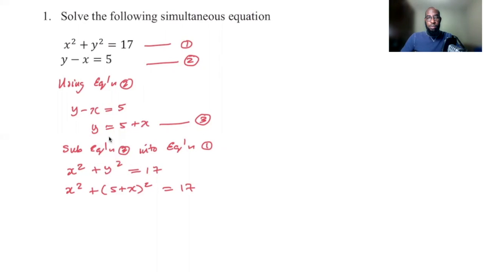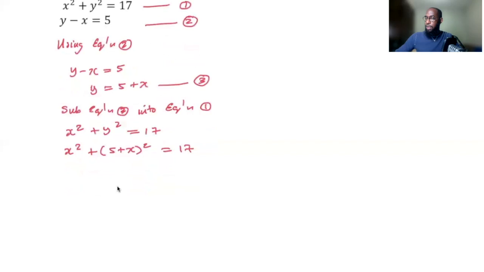All right, so when you substitute equation 3 into equation 1, y is equal to 5 plus x. So wherever you see y, you put in 5 plus x. So here you have y squared, so 5 plus x, go back to square. Now we have to deal with this here. So this is expansion of brackets.